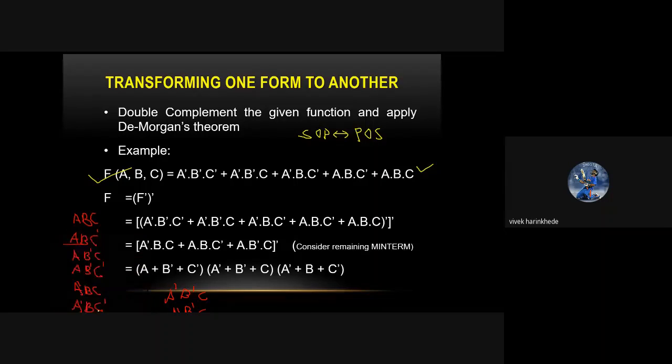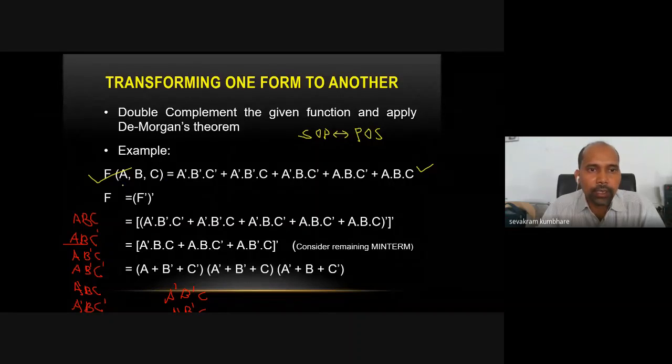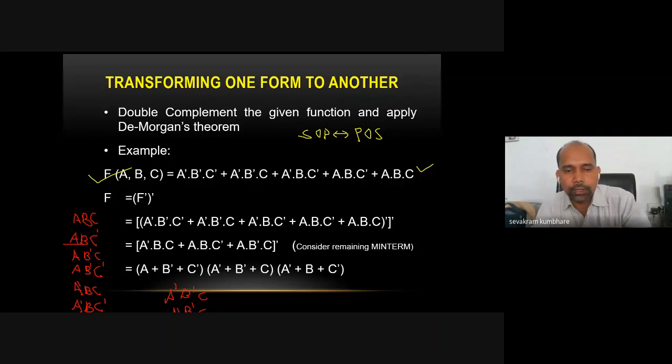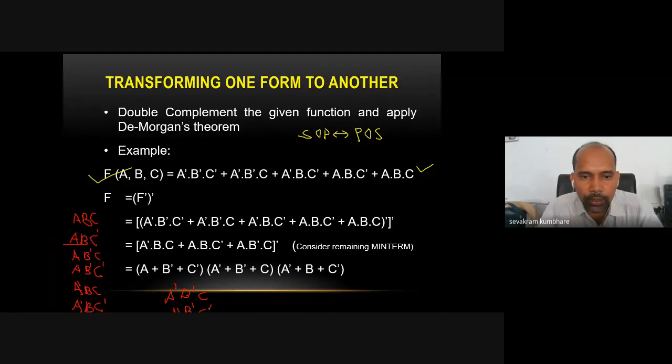Yes, sir. So we can have these 8 combinations with the help of ABC. Now, if I want to find the complement of this function, I need to first find which min terms are already covered. So A bar, B bar, C bar is already covered. Sorry, I missed it. This should be A bar, B bar, C bar, right?